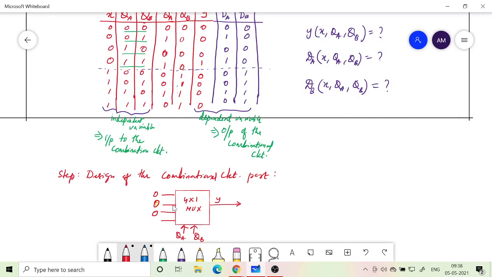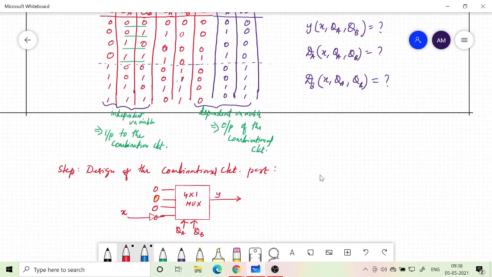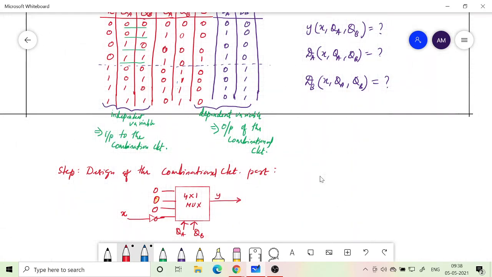If you look at when QA and QB is 1 1, when X equals 0, I get Y equal to 1, and when X equals 1, I get Y equal to 0. So it means X bar, so basically I need a complement operation of X. So that will be the input. So we got our design of Y, the combinational circuit for designing Y.